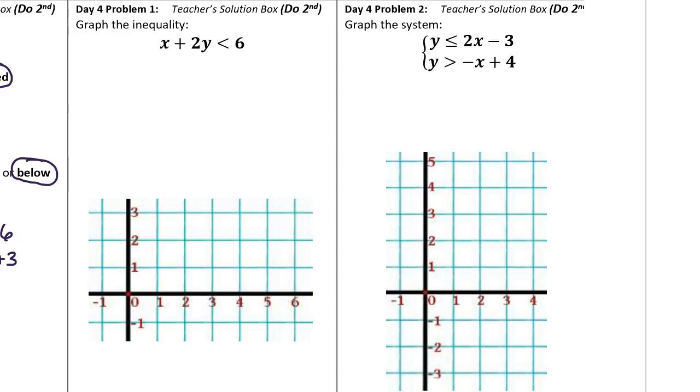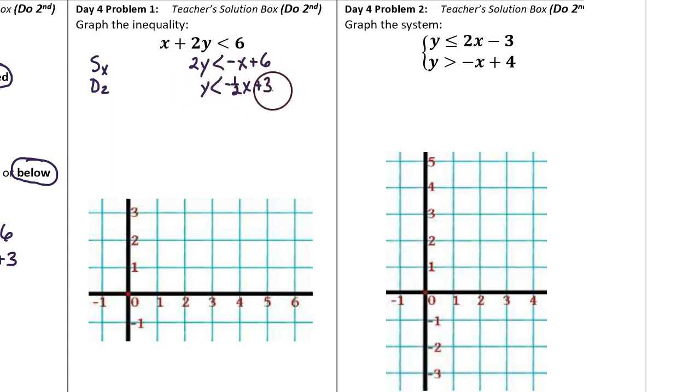Here's the answer for day 4, problem 1. Graph this inequality. It will help us to draw the boundary line if this is in slope-intercept form. So let's subtract x from both sides. We get 2y is less than negative x plus 6. Then divide by 2. We get y is less than negative 1/2 x plus 3.